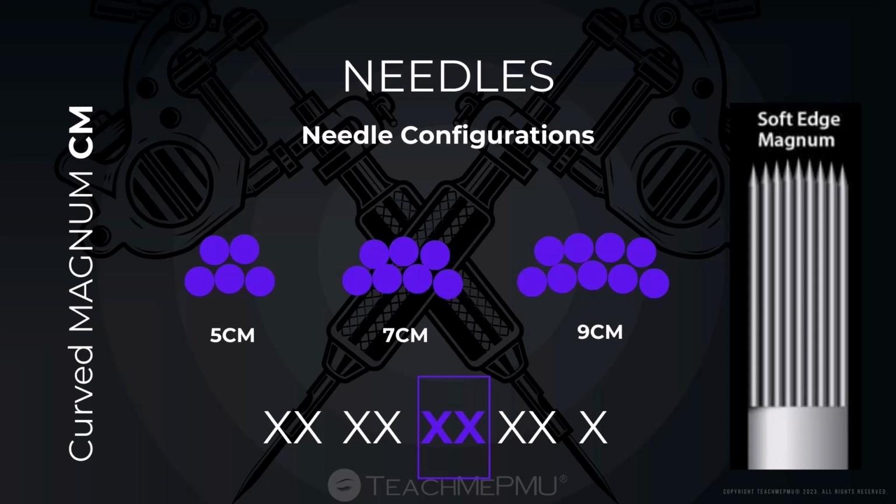Because of their design, curved magnums distribute pressure more evenly and are gentler on the skin. This can result in less trauma, making the tattooing process slightly more comfortable for the client. They are excellent for achieving smooth and consistent shading without leaving harsh lines or marks that sometimes occur with flat magnums.